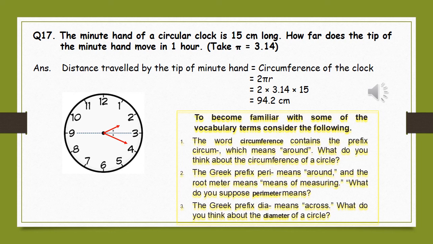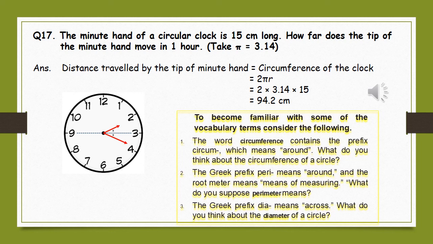Sum number 17. The minute hand of a circular clock is 15 centimeter long. How far does the tip of the minute hand move in 1 hour? Pi is equal to 3.14. Distance travelled by the tip of the minute hand must be equal to the circumference of the clock, that is equal to 2 pi r. That is, we can say 2 into 3.14 into 15. After calculation, we are getting 94.2 centimeter.